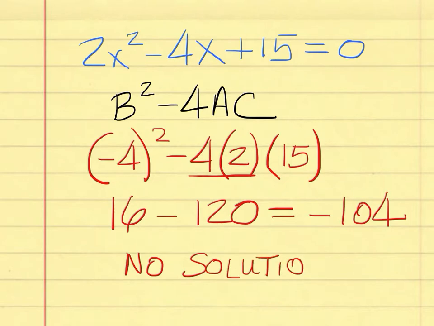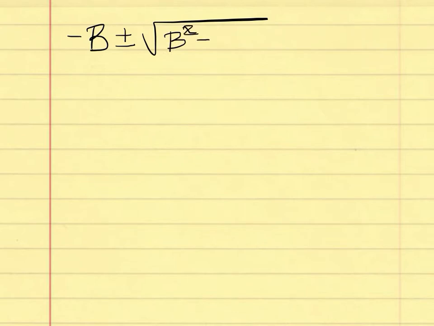No real solution. So we're going to solve using the quadratic formula. The quadratic formula is negative b plus or minus the square root of b squared minus 4ac over 2 times a.